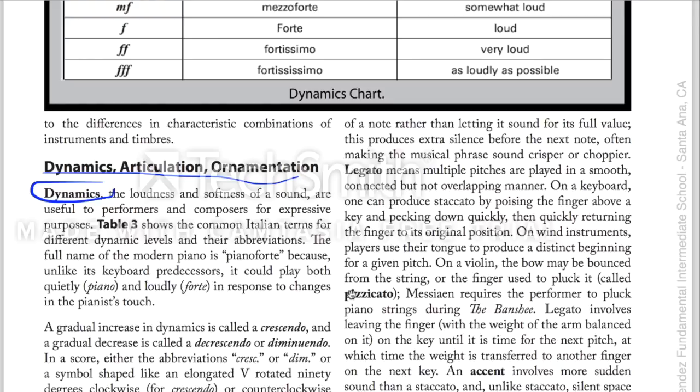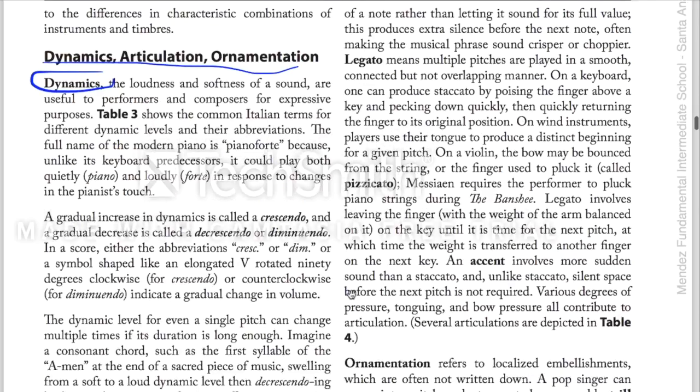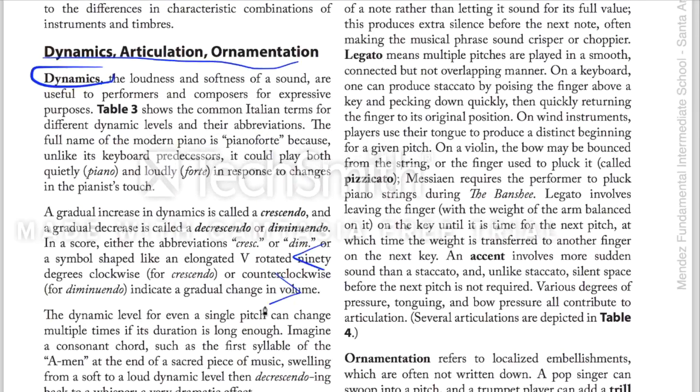A gradual increase from soft and quiet to loud and strong is called a crescendo, and a gradual decrease from something very forte and loud to something very quiet is called a decrescendo or diminuendo. In a score, either the abbreviations cresc. or dim., or a symbol shaped like an elongated V rotated 90 degrees clockwise for crescendo or counterclockwise for decrescendo, which is basically this, guys, okay? Indicate a gradual change in volume.